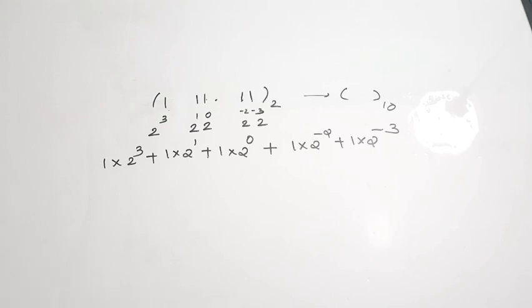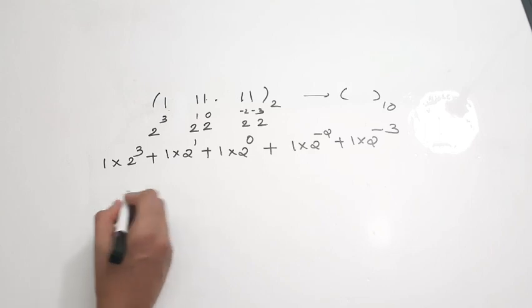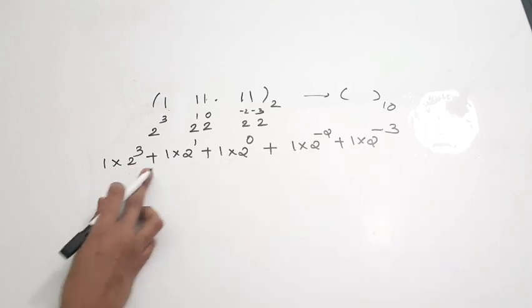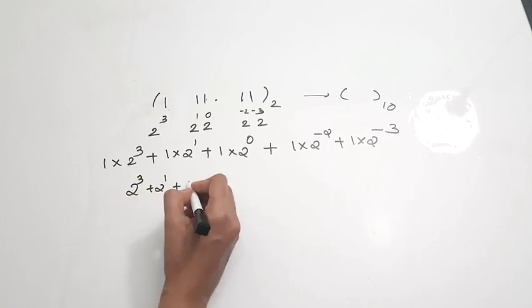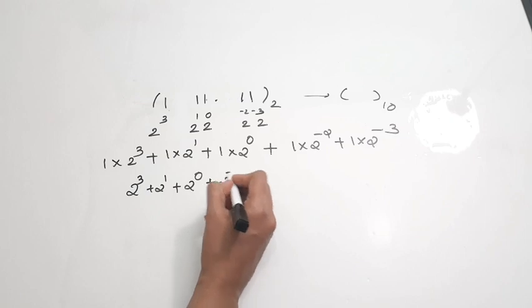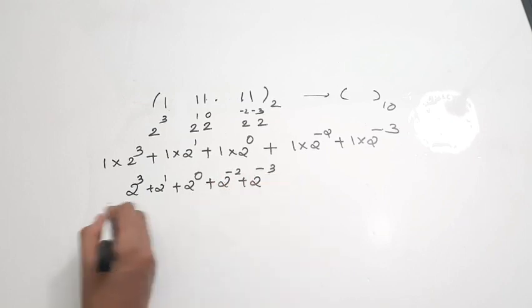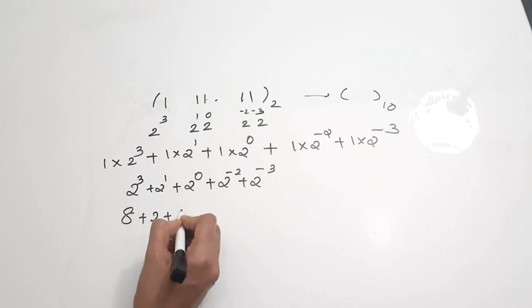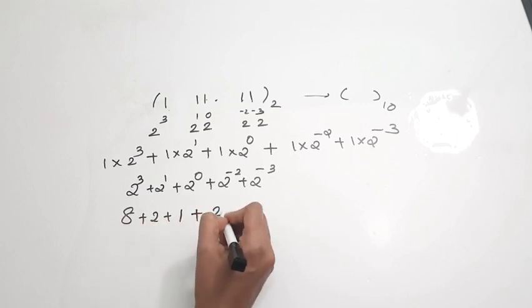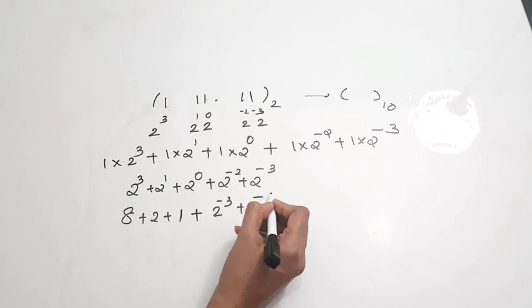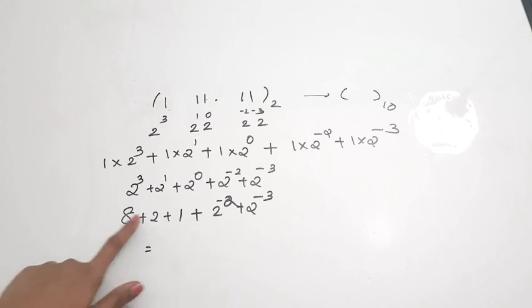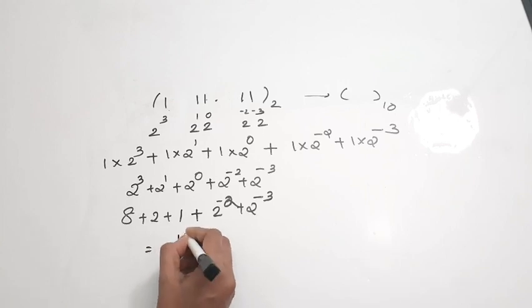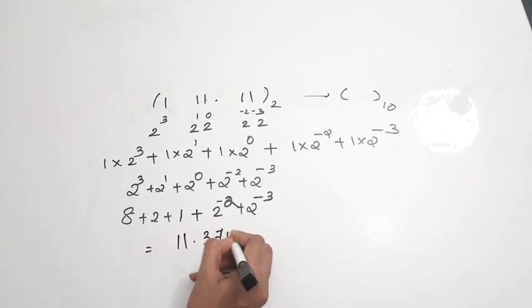Now, you have to take the products and then take the sum. That is 2 raised to 3 plus 2 raised to 1 plus 2 raised to 0 plus 2 raised to minus 2 plus 2 raised to minus 3. Now this is 8 plus 2 plus 1 plus 2 raised to minus 2 plus 2 raised to minus 3, right? So it will be 11 point something. 8 plus 2 is 10 plus 1, 11. 11.357. That will be the answer coming. Just find the value, you will be getting the exact value.